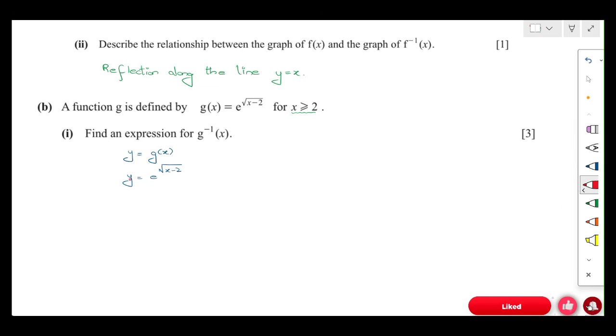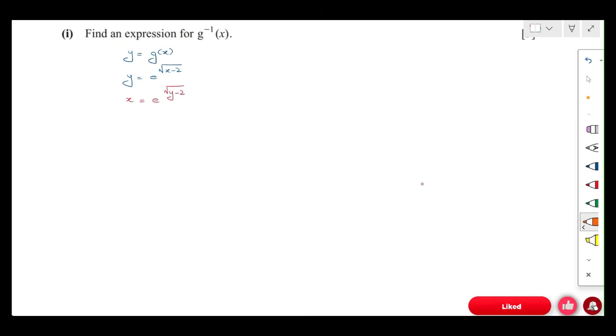Next step, you have to switch the variables. Y switches with x, so x equals e to the power root y minus 2. Now in the next step, we have to solve for the variable y. That is my g inverse of x. In order to solve for y, we have to take a natural log on both sides. So natural log of x equals natural log of e to the power root y minus 2.